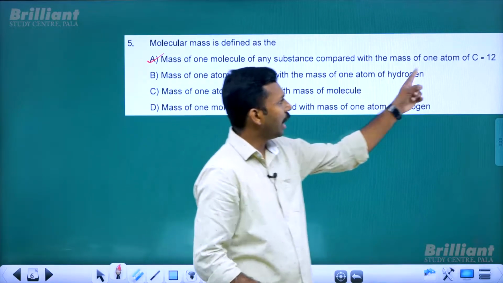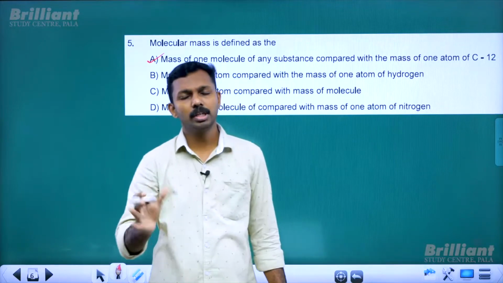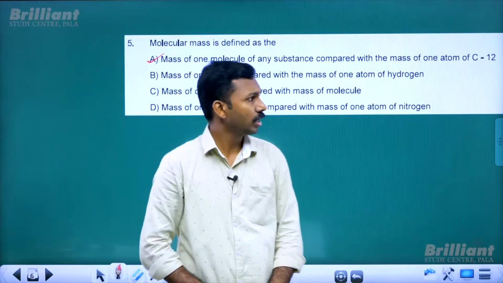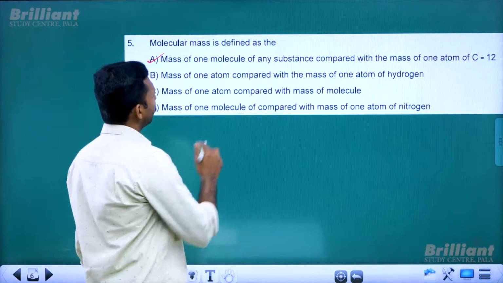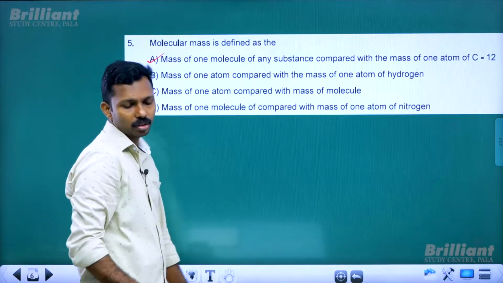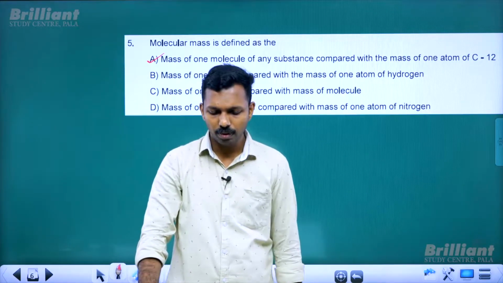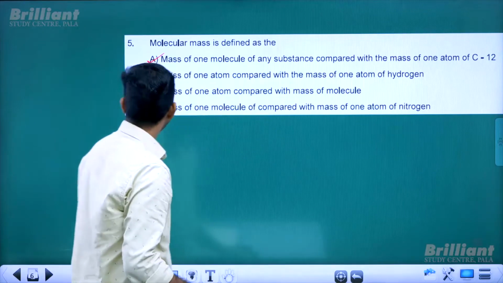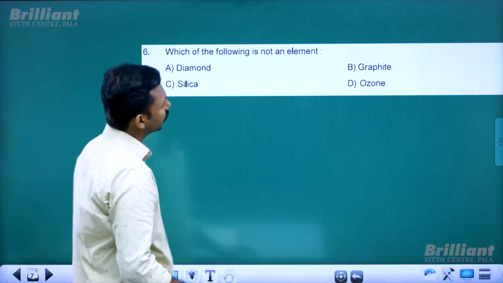Here it is one atom of carbon 12. We will take 1/12 mass of carbon 12. That is the difference here. But the most appropriate option for this question is the first option. So answer option A will be for question number 5. Now going to the sixth question.